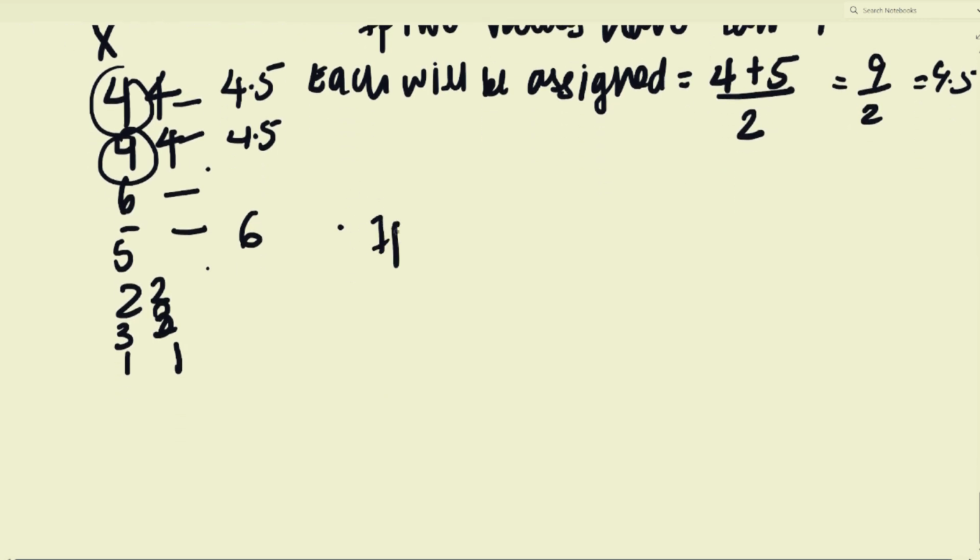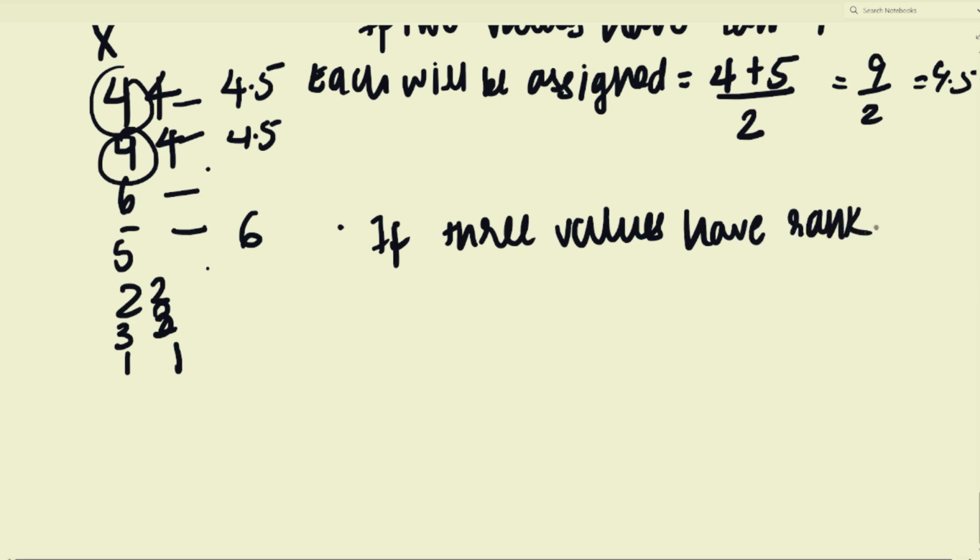So if 3 values have rank 4, what will we do? Each will be assigned 4 plus 5 plus 6 divided by 3, the 5th rank.